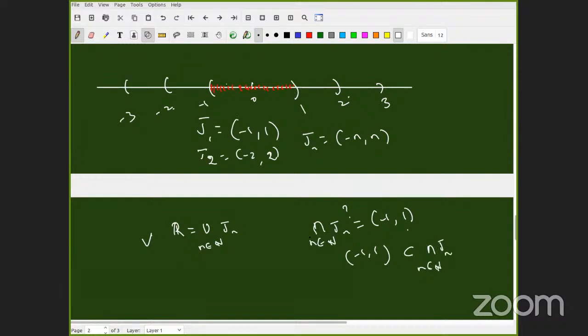If you start with x here, it is in between -1 and 1. Therefore, it will be in between -2 and 2. It will be in between -3 and 3. Now look at this. Why is the intersection over n in N of Jn a subset of this?